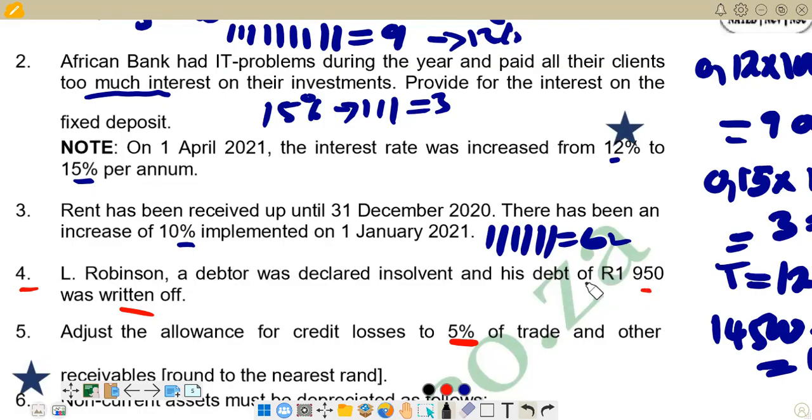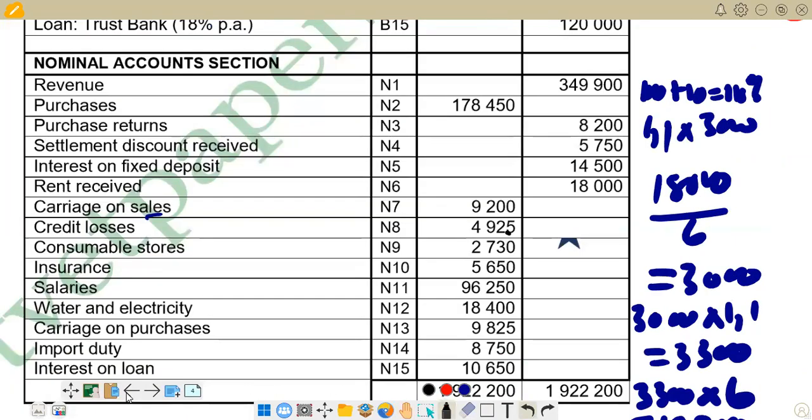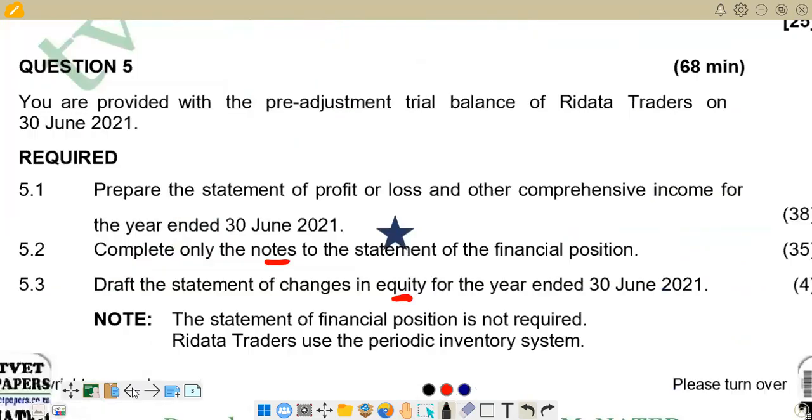And these figures that are under adjustments, we say they are omissions. It means it wasn't included in the figure that we have for credit losses. So we are supposed to add it to the figure that we have there and get the total. So we go back there. 1,950 is the additional, and here we've got 4,925. So we're going to add 4,925 plus 1,950.